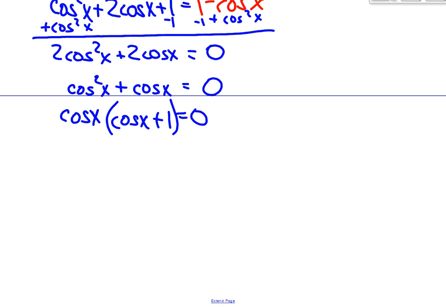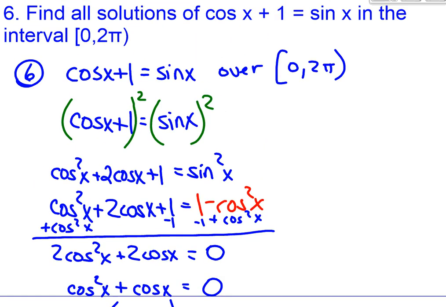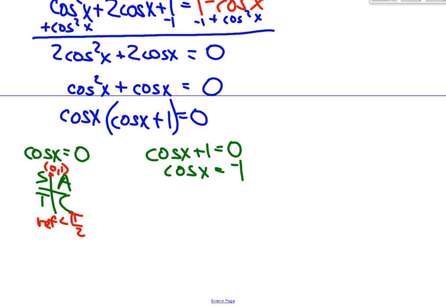And then my two cases here are going to be that the cosine of x equals 0 and the cosine x plus 1 equals 0. So cosine x equals -1. When is the cosine of x equal to 0? Well, students take calculus. That's equal to 0 at pi over 2. And so right here, I have that point 0, 1. And so my reference angle is pi over 2. And I feel like I'm doing that interval, right? So I'm doing that interval from 0 to 2 pi.